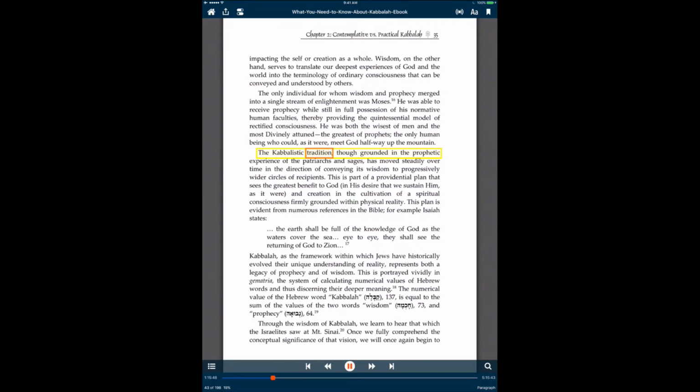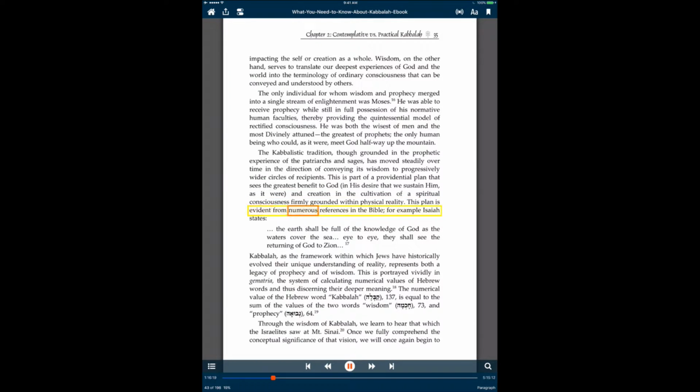The Kabbalistic tradition, though grounded in the prophetic experience of the patriarchs and sages, has moved steadily over time in the direction of conveying its wisdom to progressively wider circles of recipients. This is part of a providential plan that sees the greatest benefit to God, in his desire that we sustain him, as it were, and creation in the cultivation of a spiritual consciousness firmly grounded within physical reality.